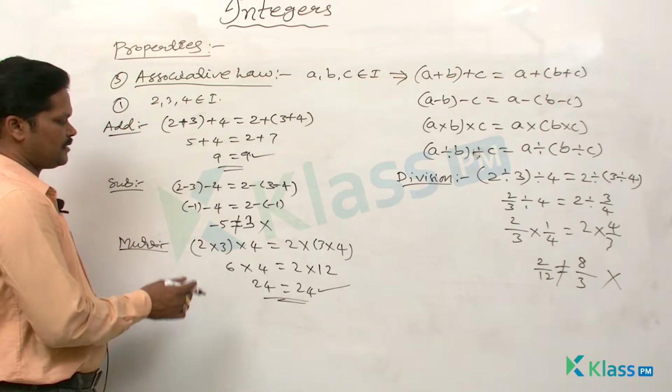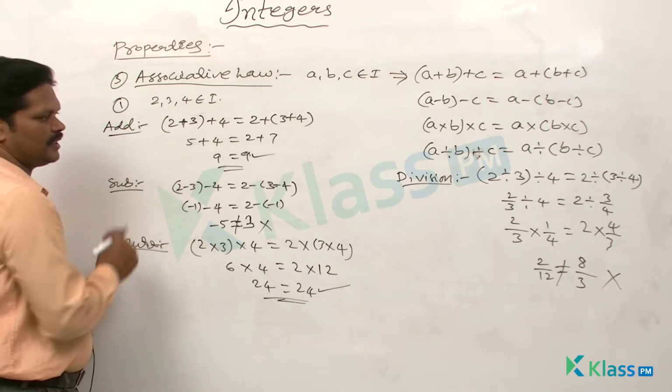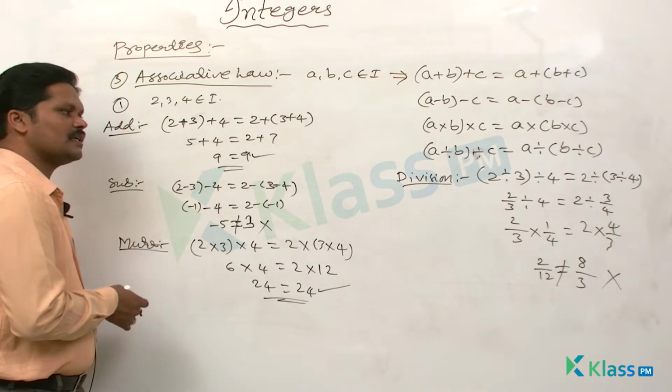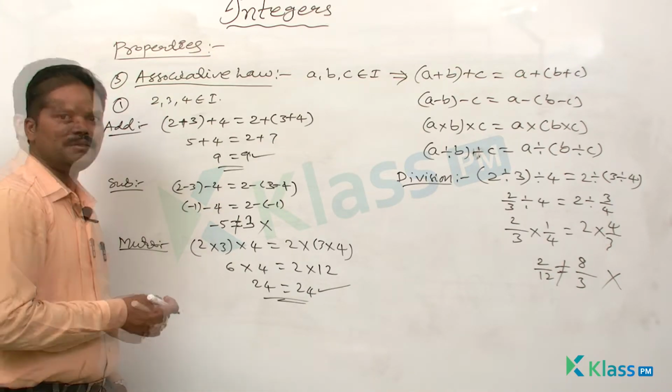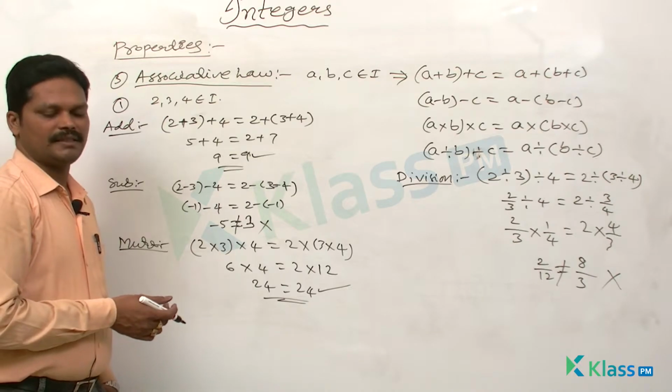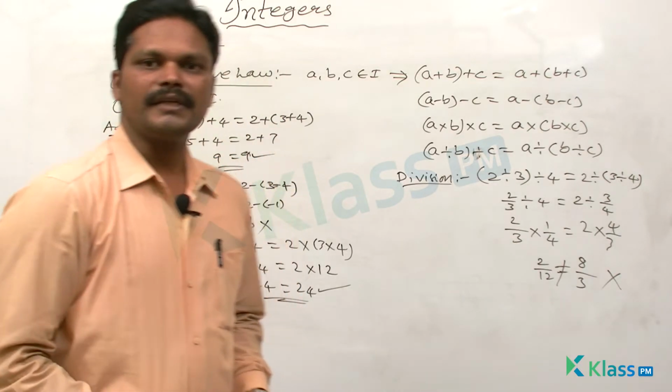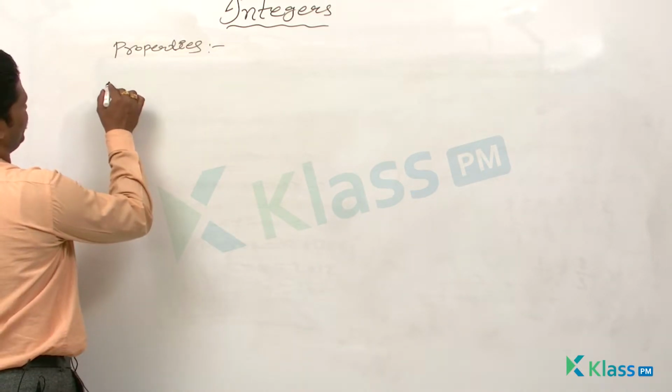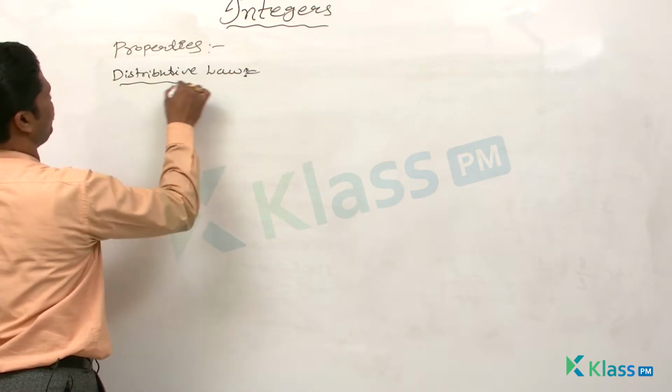It satisfies only the multiplication case and the addition case, and division and subtraction do not satisfy the associative law in the integers. Coming to the next one, the last property is the distributive law or property.